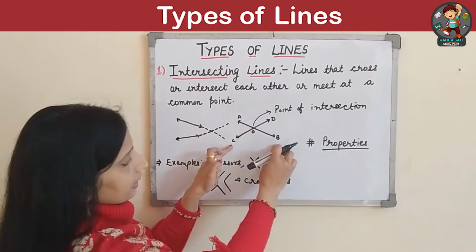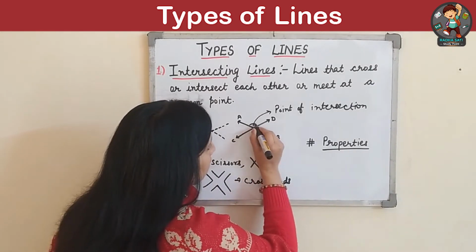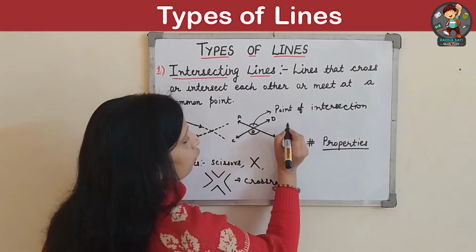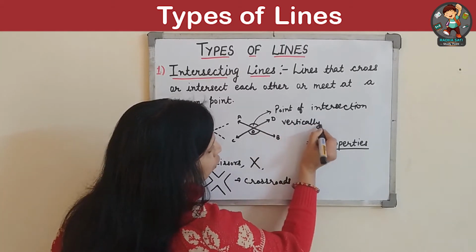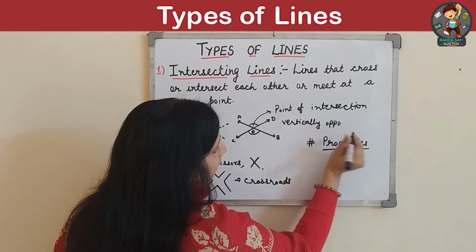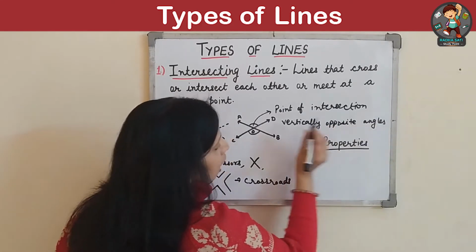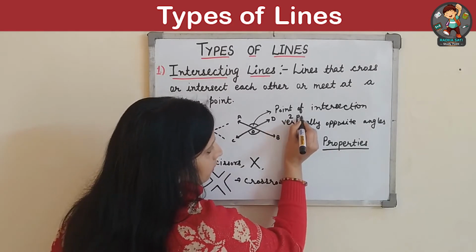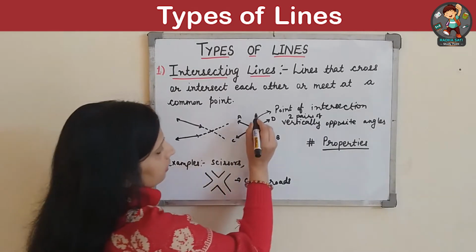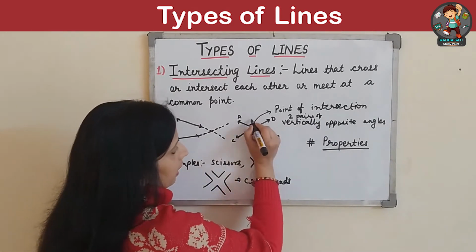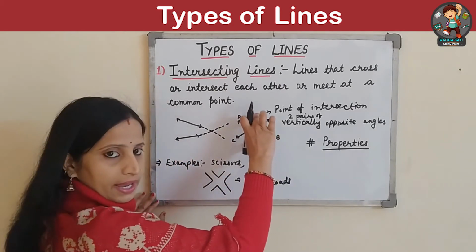When two lines intersect each other, two pairs of vertically opposite angles are formed. How many pairs? Two pairs. So let's name them. This angle AOD, angle 1, and COB, angle 2. This is one pair.